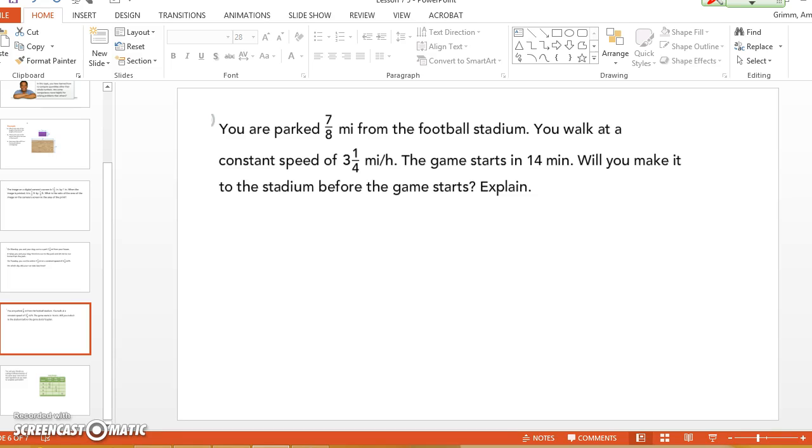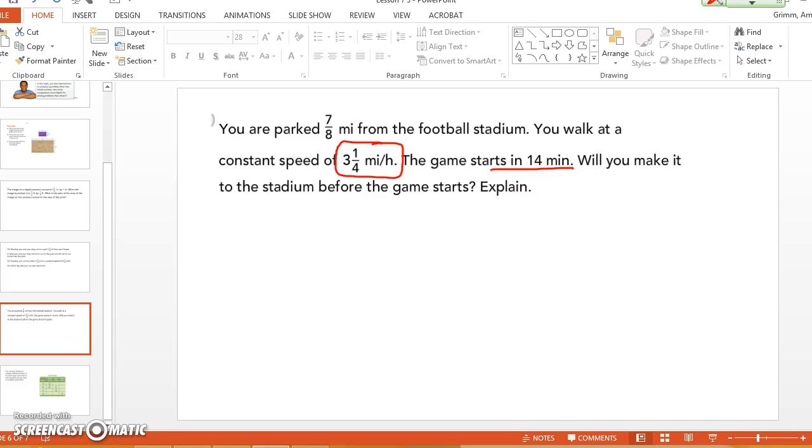Okay, so is this talking about a ratio, a rate, or a unit rate? Unit rate. Okay, it's talking about a unit rate because it's talking about 3/4 of a mile per hour. But what units is this talking about? Minutes. How many minutes? So instead of being in 3/4 of a mile per hour, what do we really need to be in? Minutes. Probably minutes.